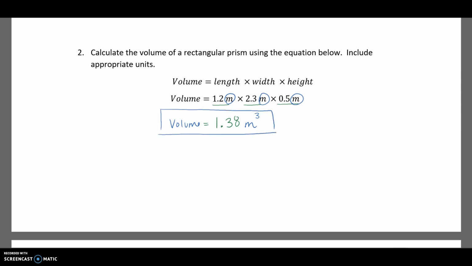Now that you've seen what happens when we multiply units together to get squared or cubed units, in the next video we'll look at how to apply this to unit conversions.